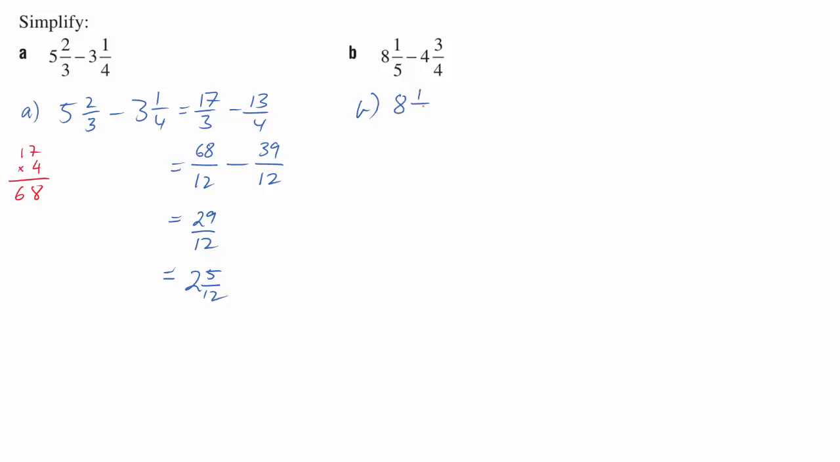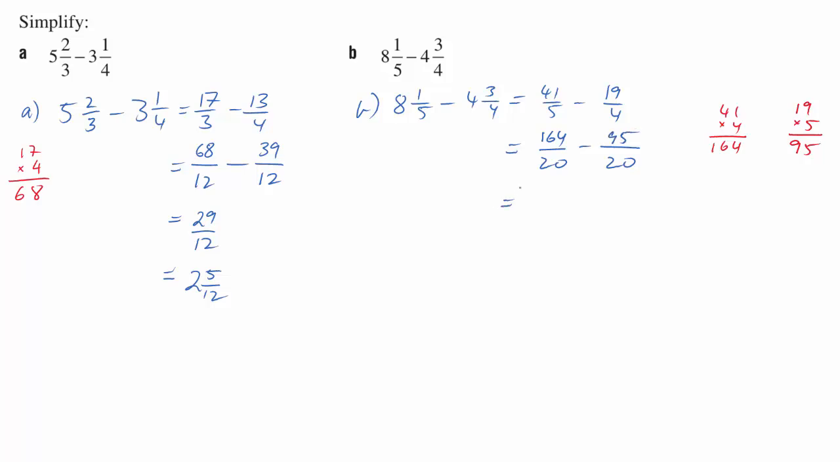For 8 1/5, if we subtract 4 3/4, we could write that as 41 on 5 and take away 19 on 4. The common denominator here is 20. So let's write them both over 20. 41 times 4 is 164. And 19 times 5 is 95. 164 minus 95 is 69 over 20. And that is 3 9/20.